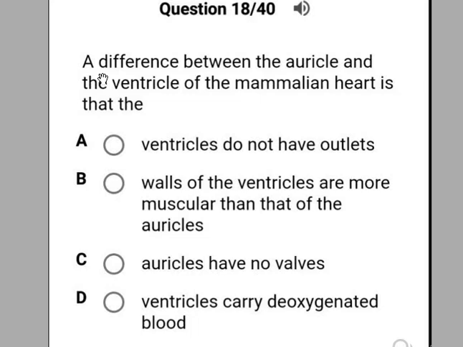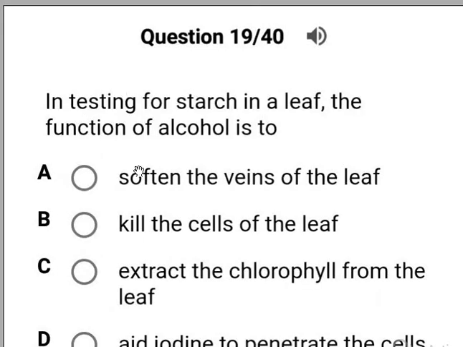So the correct option here is B. Why? Because we all know that the walls of the ventricles are more muscular than those of the auricles. So for this reason, I can take B, which is walls of the ventricles are more muscular than those of the auricles. So B is the correct option. Moving to the next question, which is 19.